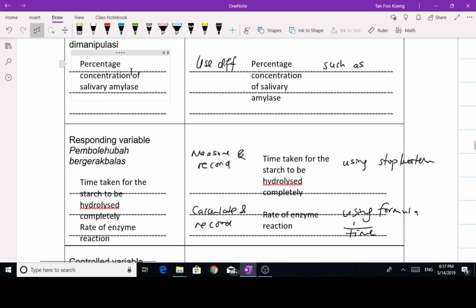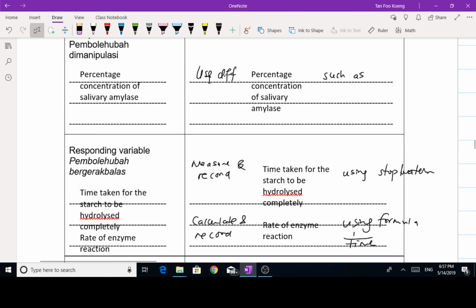Then we are going to construct a sentence using this phrase. Use different percentage concentration of salivary amylase, such as 0.5%, 1%, 1.5%. Alright, so state it out. So it's 0.5%, 1.0%, and 1.5%. So immediately, you get 2 ticks.